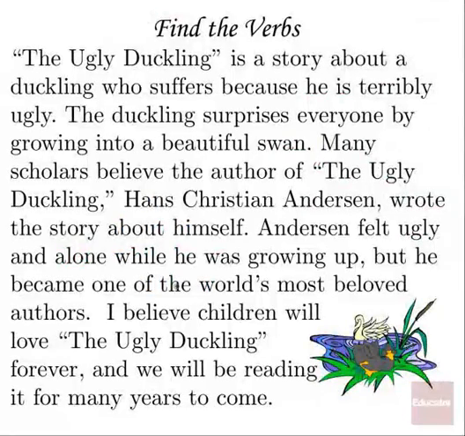All right. Now that we've done a pretty basic overview of verbs and how they vary, let's see if you can find the verbs in this passage and figure out what kind we're dealing with. The Ugly Duckling is a story about a duckling who suffers because he is terribly ugly. The duckling surprises everyone by growing into a beautiful swan. Many scholars believe the author of The Ugly Duckling, Hans Christian Andersen, wrote the story about himself. Andersen felt ugly and alone while he was growing up, but he became one of the world's most beloved authors. I believe children will love The Ugly Duckling forever, and we will be reading it for many years to come. All right, take a good look, pause the video if you need to, find the verbs, and identify their forms.